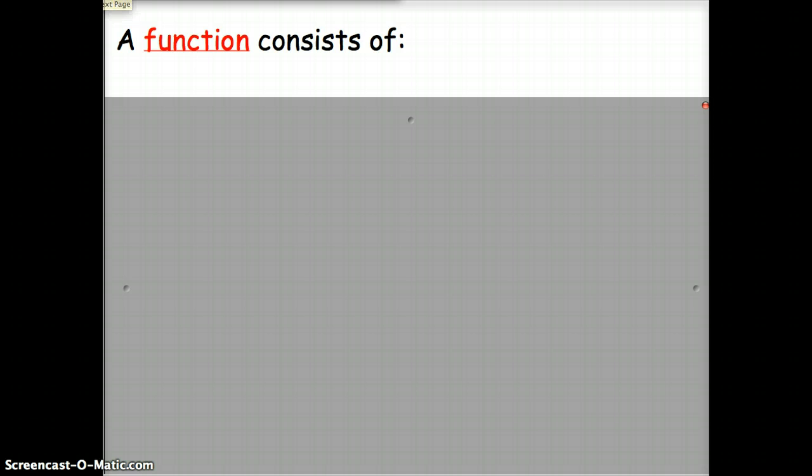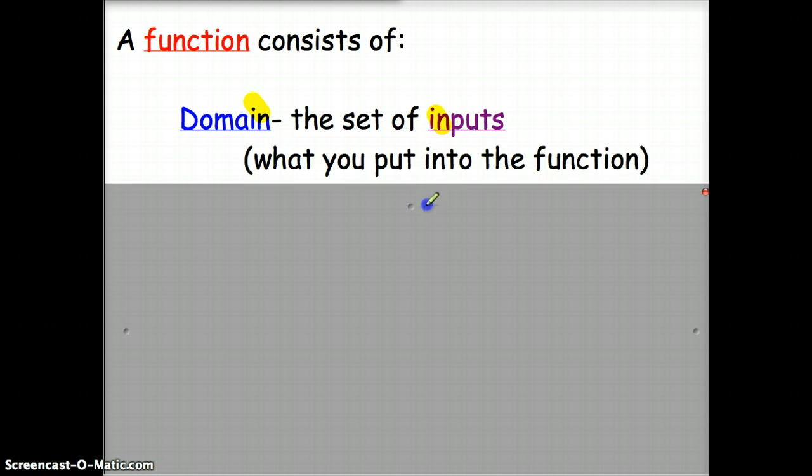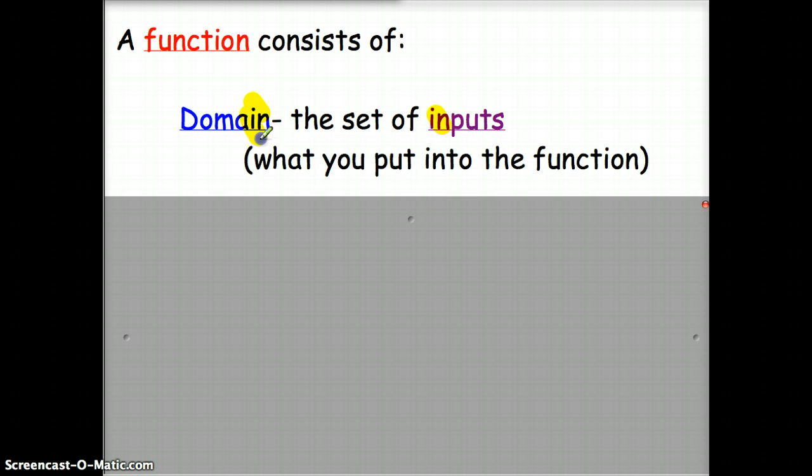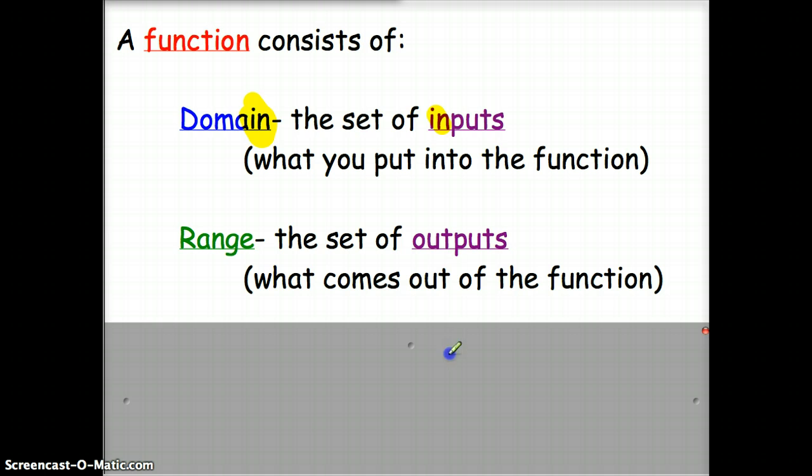So let's look at a couple vocabulary words first. A function consists of a couple different pieces. Firstly, it consists of the domain. The domain is the set of inputs. So think of the "in" in domain and the "in" in inputs. It's what you put into the function. The range is your set of outputs, or what comes out of the function.